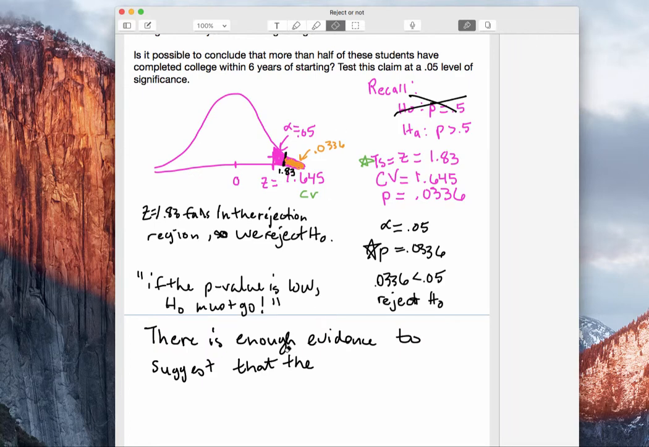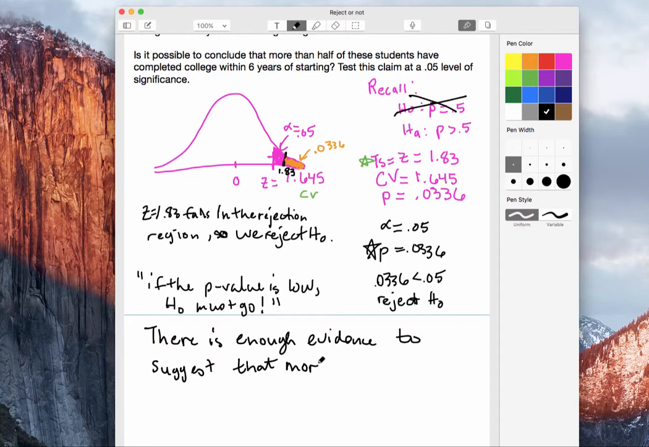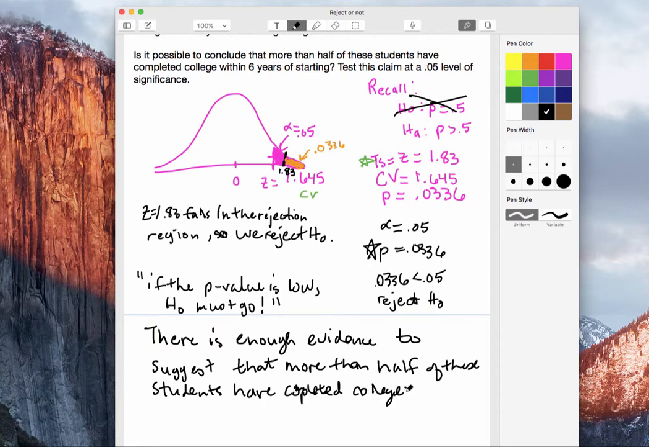That more than half of these students have completed college within 6 years of starting.